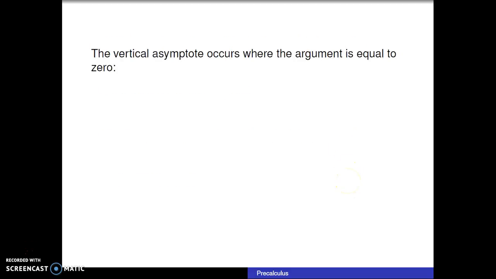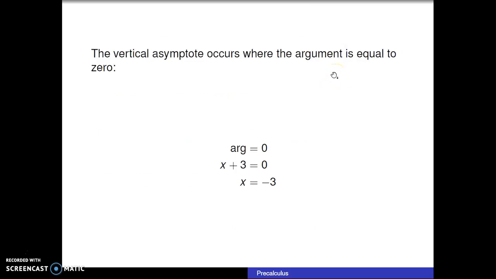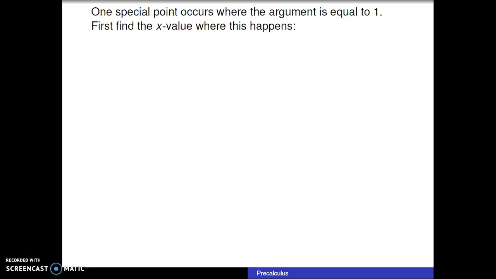To find the vertical asymptote, we're going to set the argument equal to 0. The argument was x plus 3, because that's what we're taking the log of. That's the argument, x plus 3. When we solve that, we get x equals negative 3. So this line, x equals negative 3, should be our vertical asymptote.